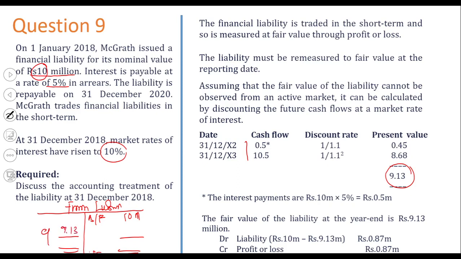9.13. So you recognize this 0.87 balance in P&L. Right? You debit the liability account and credit the P&L account. It's a liability, so here it's credited to the P&L. We have a liability. In the books it is 10 million, but in the open market it's 9.13. We are getting a gain. So you recognize this gain or loss in the P&L. Clear? Right.